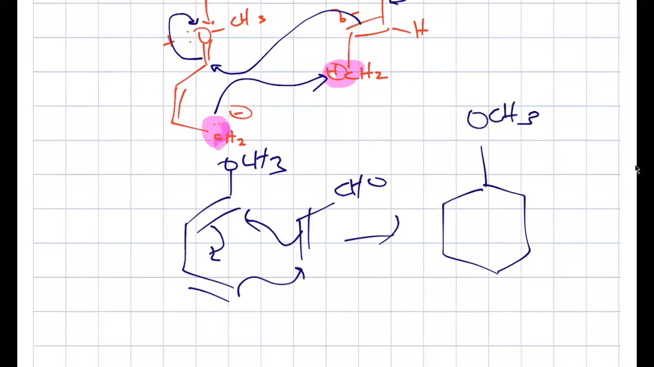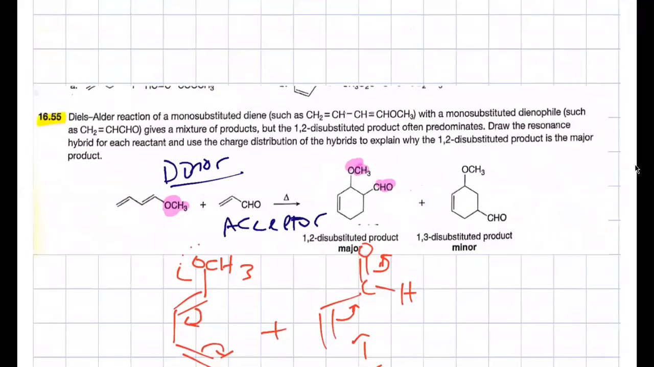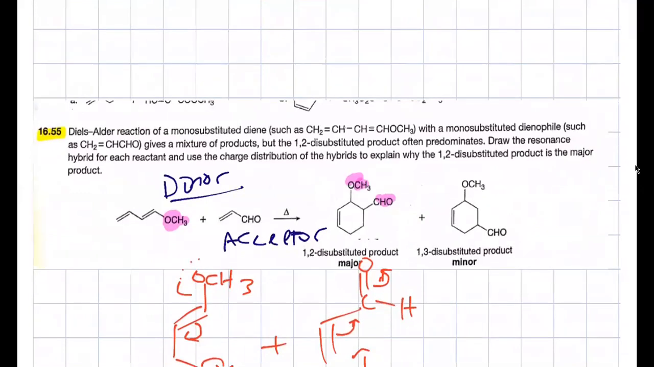Okay, I have a question. Come on. I came a little late. Why did you do the resonance? That's what it asks us for in the problem. You see right here where it says draw the resonance hybrid for each reactant and use the charge distribution to explain why the 1,2 substituted product is the major product.